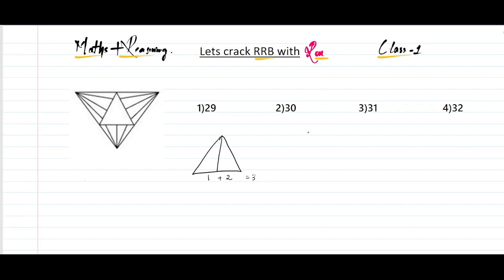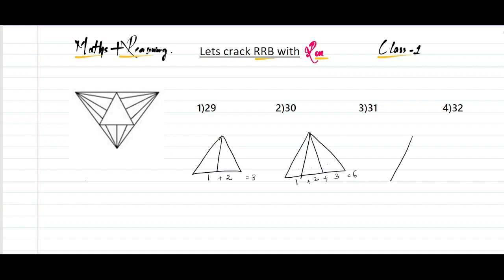I will give you one more example. If there is a triangle like this, and I now draw 2 lines, how many sections? 1 section, 2 sections, 3 sections, right? And the number of triangles in this figure is 1 plus 2 plus 3, which is 6 triangles.